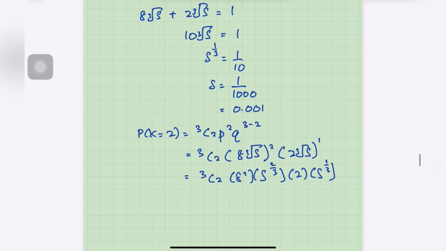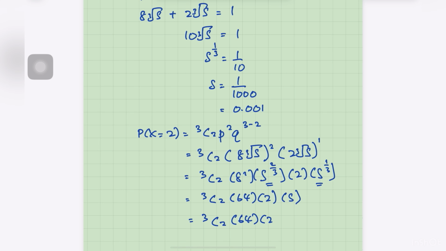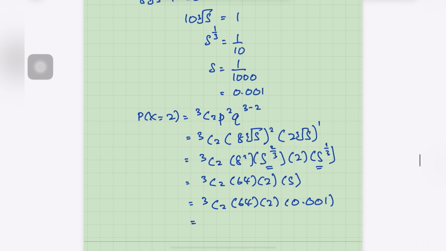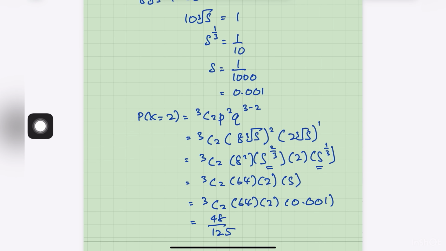Okay, so kita boleh simplify to 3C2, 64, 2. Okay, this one S power of 2 over 3 dengan S power of 1 over 3. Same base. So, power dia kita boleh tambahkan. 2 over 3 plus 1 over 3 is S power of 1. So, S je lah. So, the rest kita dah boleh masukkan value of S, 0.001. Okay. So, this one equals 48 over 1 to 5. Okay, sebenarnya you all boleh masukkan je S kat sini kan. Kat sini ni boleh masukkan, tapi saya tak nak, saya nak simplify dulu baru masukkan, senang. Dapat cantik fraction dia tu.